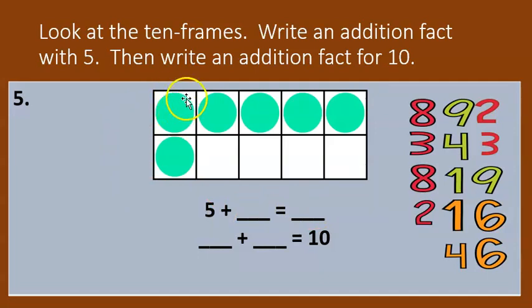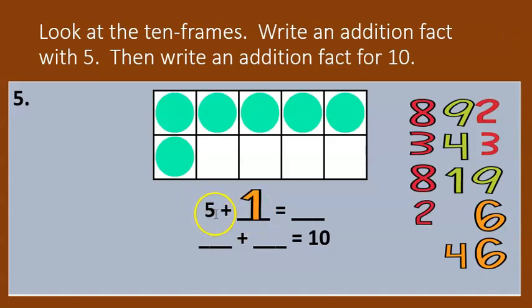This 5 comes from the top row. You see how there are 5 green circles. 1, 2, 3, 4, 5. So 5 has to go here. To get this answer right here, we have to look at the second row. How many green circles are in the second row? 1. So we have to get 1 and insert 1 into our addition equation.